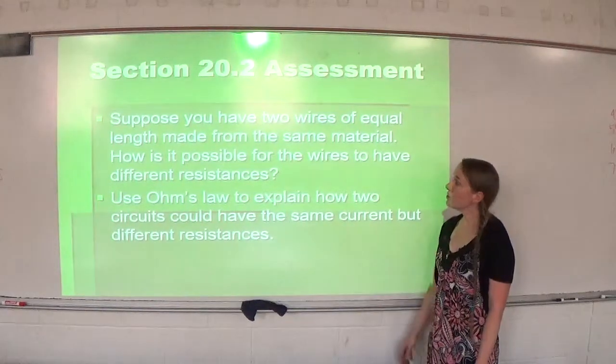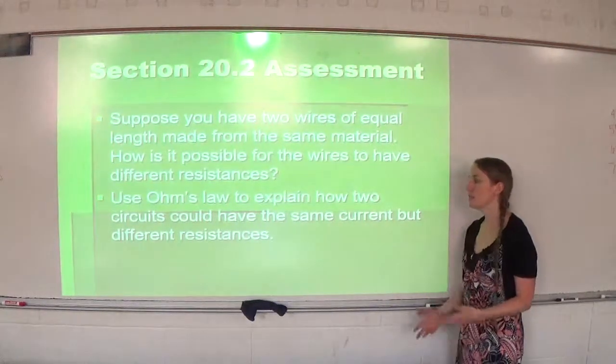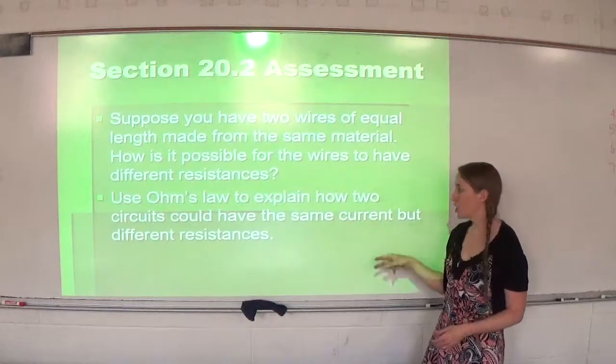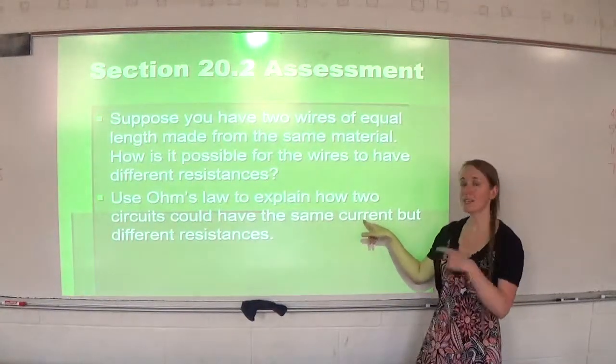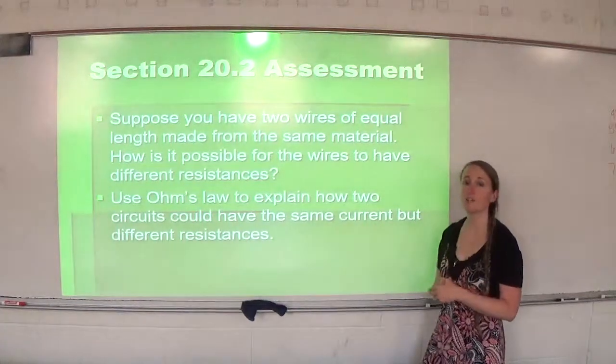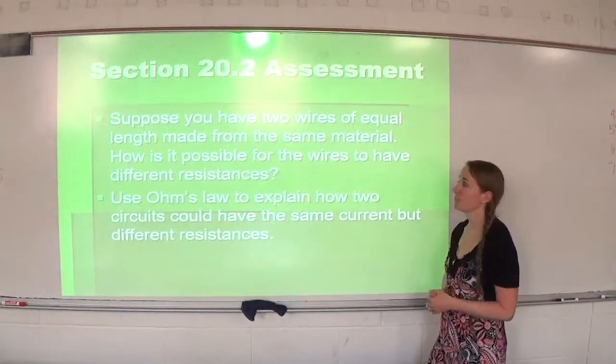All right, and the next one, use Ohm's law to explain how two circuits could have the same current but different resistances. Well, remember, Ohm's law says V equals I times R. So if they have the same current, or the same I, but different R's, or resistances, that just means they're going to have different voltages. So your V's would be different for both of these.